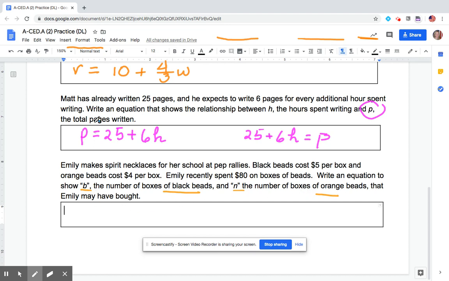So this equation is unlike the ones that we've done up there, because this one here, we are given information about the black beads that they're $5 a box, and about the orange beads. And we know that she spent a total of $80. So do you see, we want to have two variables on the left-hand side. This equation is actually written in standard form.